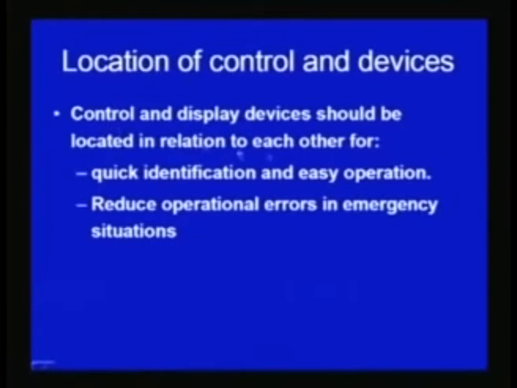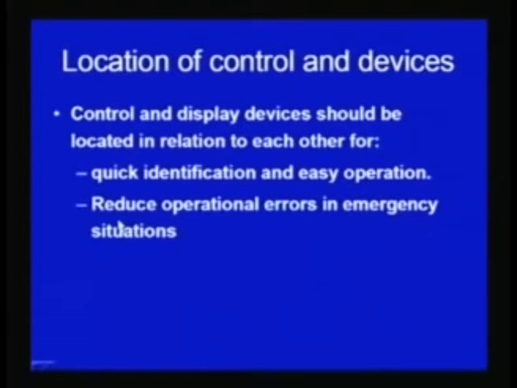The control and display devices should be located in relation to each other, so that when a control device is operated, the operator is able to see what kind of response he is getting by giving the inputs through the control device. It is important that they are located in such a way that he can see the response, so that the control devices can be identified and operated easily and quickly. Easy identification of the control devices is important for easy operation.